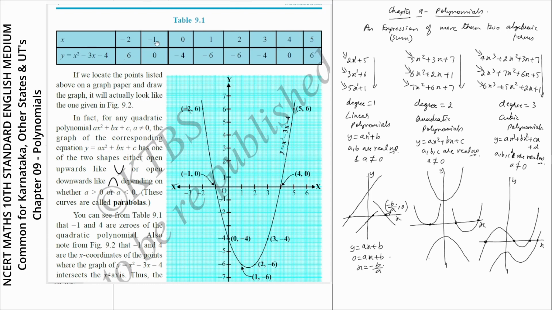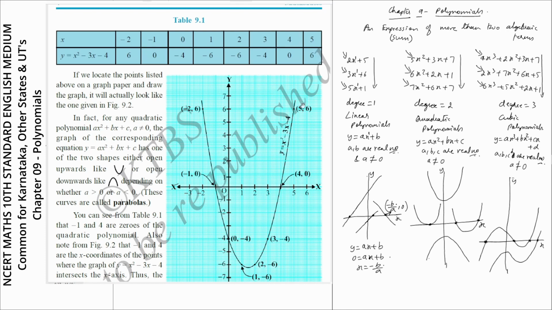Similarly, when x is equal to minus 1, we get y is equal to 0. When x is equal to 0, we get y as minus 4. After this, they have plotted all the points. This is minus 2 comma 6. This is minus 1 comma 0. Then 0 comma minus 4.